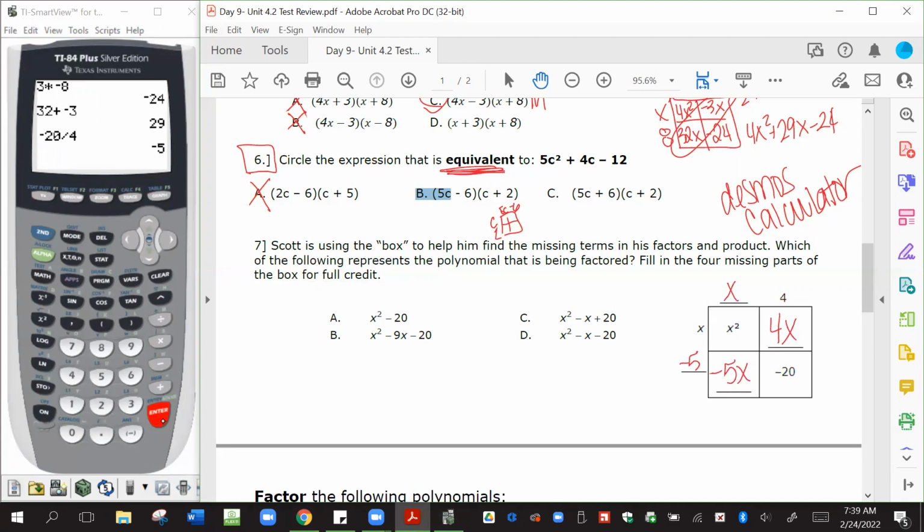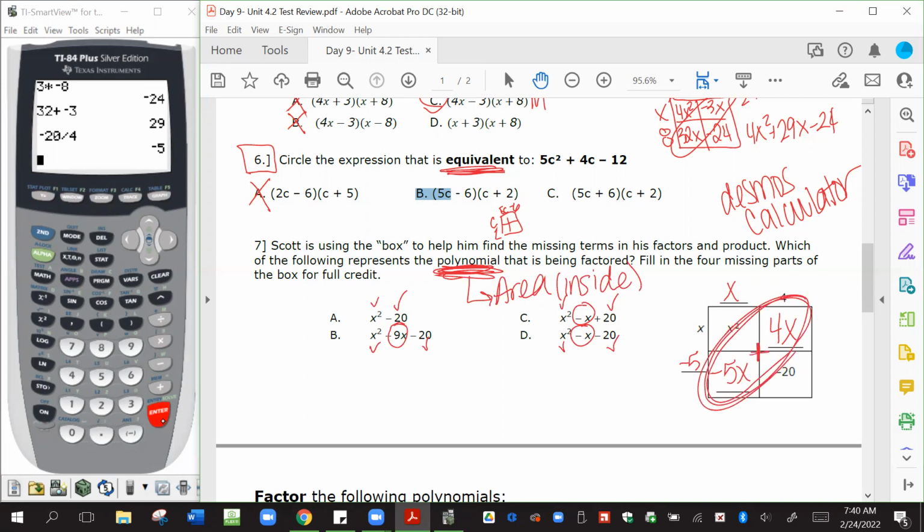So from here, it wants to know which of the following represents the polynomial, and right here, I'm gonna write area. So I'm gonna write inside. I want to know what's on the inside of the box. So obviously there's an x squared. There's a -20. The last piece is this one right here. And this one doesn't have anything. That comes from combining these two right here.